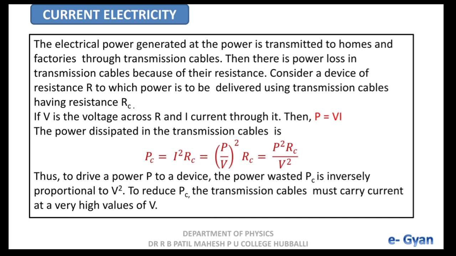Cables carrying such high values of V are not safe, so this voltage is again converted into small values by a step down transformer at the receiver end, and then that power is transmitted to the homes and factories. This is the brief description of how the power loss can be reduced in transmission cables through which power is transmitted from the power station to homes and factories.